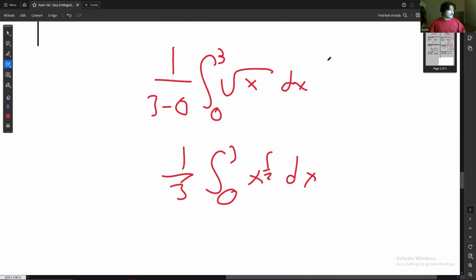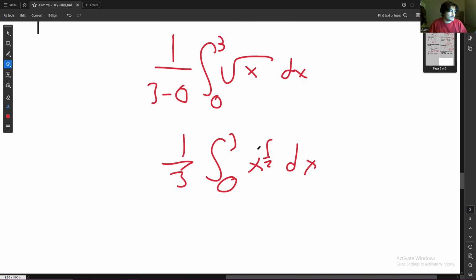So over here, how can I integrate this piece? I'm just gonna add 1 to the exponent, so it's gonna be x to the 3/2. Also divide with your new exponent. Since I'm dividing with the new exponent, I just can multiply by 2/3. Also, don't forget your 1/3.